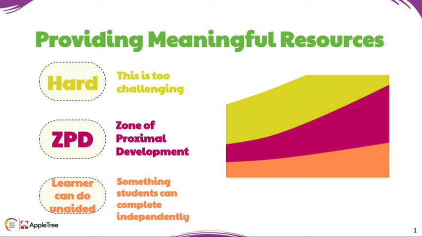The zone of proximal development is defined as the space where a learner can complete a task or understand the problem with the support of an adult or an experienced peer or mentor. Parents can also support students in this space. This is where learning happens.